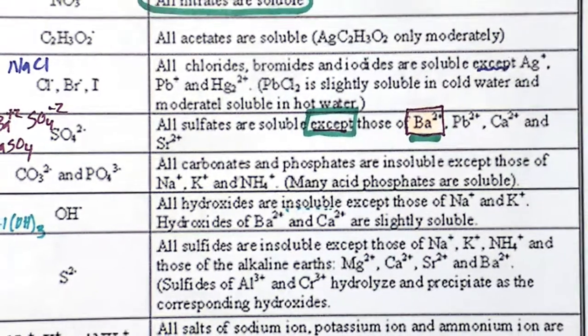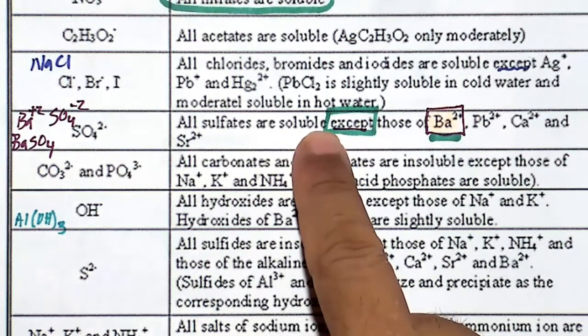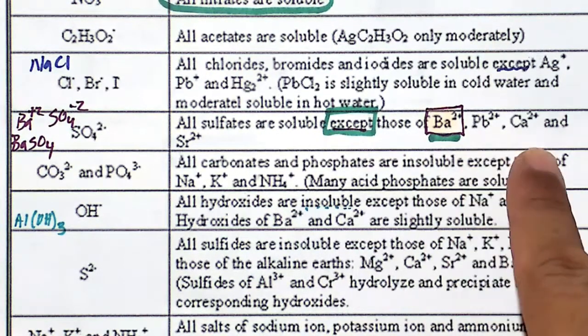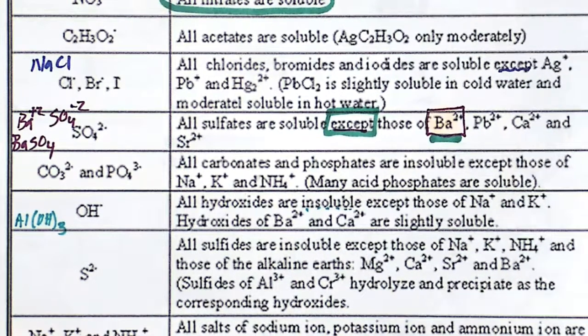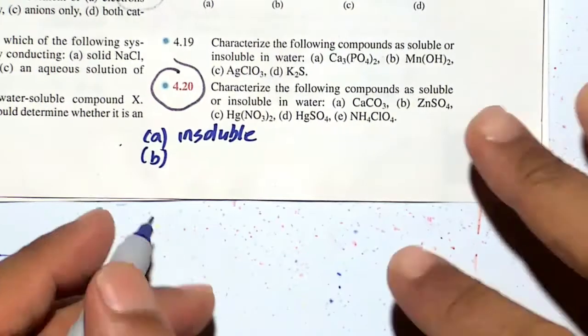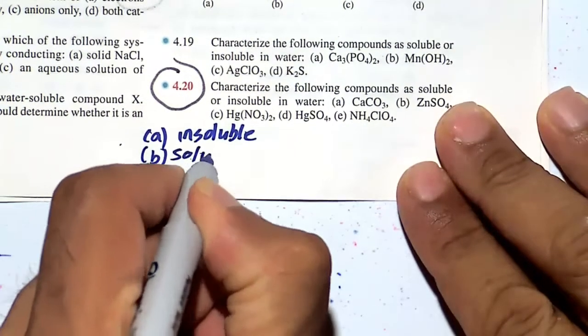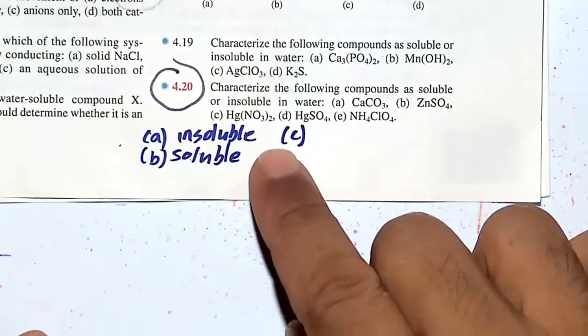So right here we have the sulfates. All sulfates are soluble, so zinc sulfate should be soluble. Barium sulfate, lead 2 sulfate, calcium sulfate, and strontium sulfate are not soluble. Zinc sulfate is soluble. So you can dissolve zinc sulfate in water, is basically what this is saying. And that will form an aqueous solution.